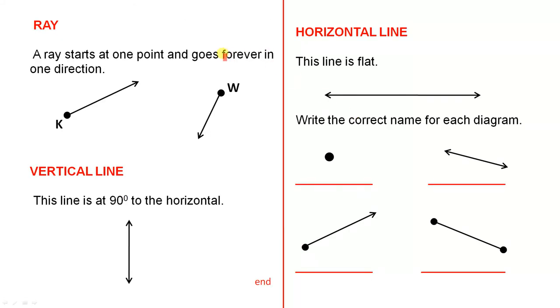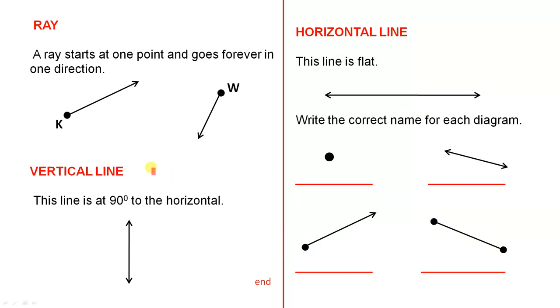The ray. A ray starts at one point and goes forever in one direction. So for example, we have the point K going in that direction. We have the point W, and the ray goes in that direction. The arrow tells us that there is a continuation.